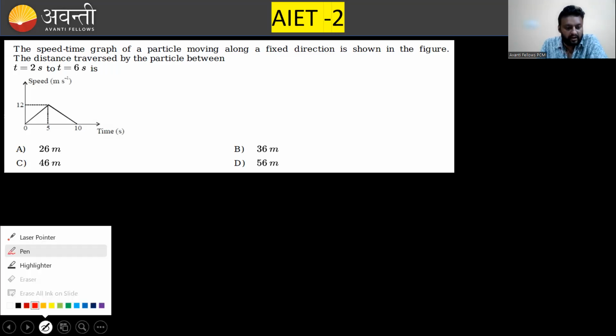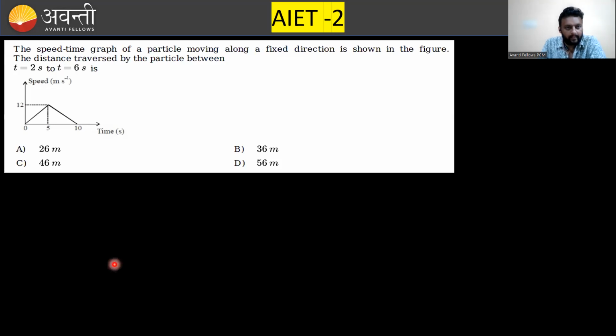So let's start. Just read this question out. The speed time graph of a particle moving along a fixed direction is shown in the figure. The distance traversed by the particle between t equals to 2 second to t equals to 6 second. So whenever you find there is a speed time graph, and they want you to calculate the distance, the first thing that should come to your mind is that the area under the speed-time graph gives the distance or displacement. That's the one thing that should strike in your mind.